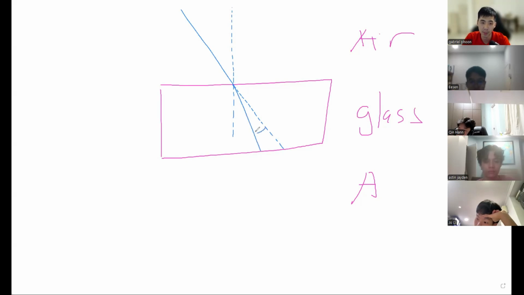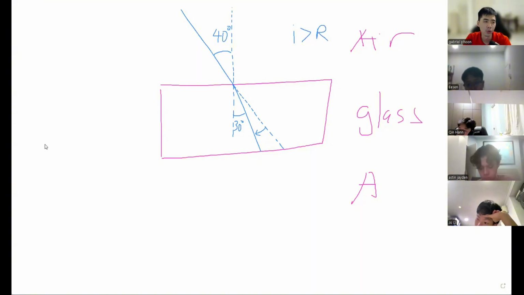You'll see that the light bended towards the normal, in the sense that this is the incident angle and this is the refracted angle. If, let's say, this incident angle is 40 degrees, this refracted angle can never be bigger than 40 degrees because it bended towards the normal. So maybe it will be somewhere around 30 degrees here. Your incident angle will always be bigger than your refracted angle.